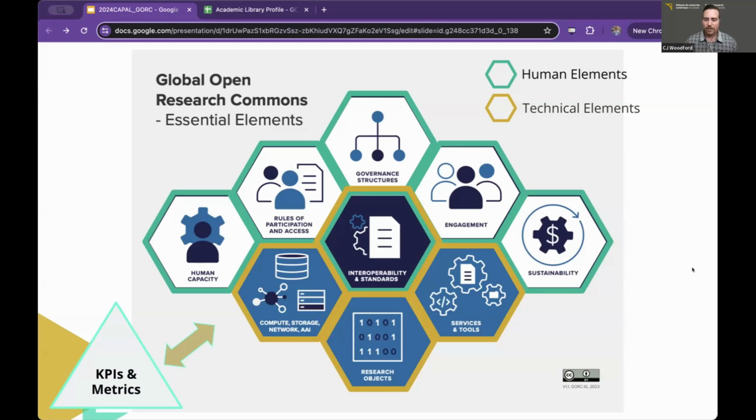Again, everything's a consideration, but the idea is that all digital research infrastructures that want to be part of a global open research commons, or a commons on another level, would have something in each one of these hexagons. And then different infrastructures would fit together to create a commons that can then be part of the GORC.